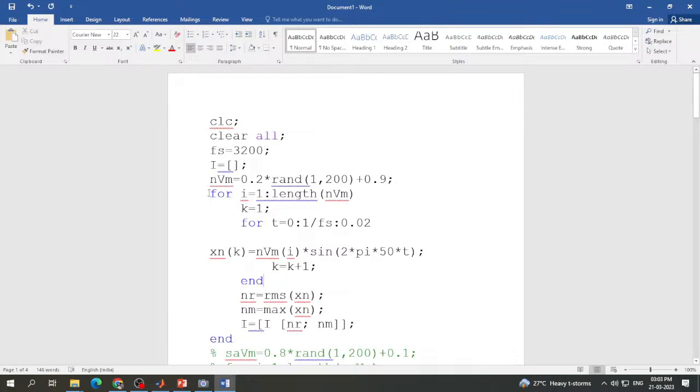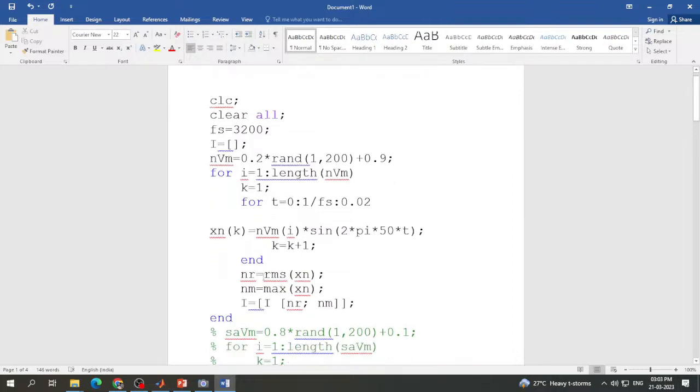After that, we have to write a loop for the signal, and after that two lines are written. One is Nr equal to rms. For my classification, I have taken one input as the RMS value and another input as the maximum value. So the RMS value of Xn, where Xn is the signal I am getting using NVM. Here 200 samples are there, so I am going to get 200 RMS values. Similarly, Nm is equal to max of Xn.